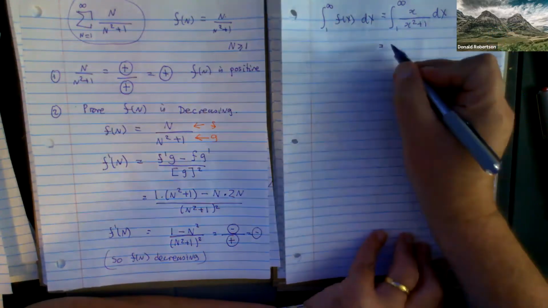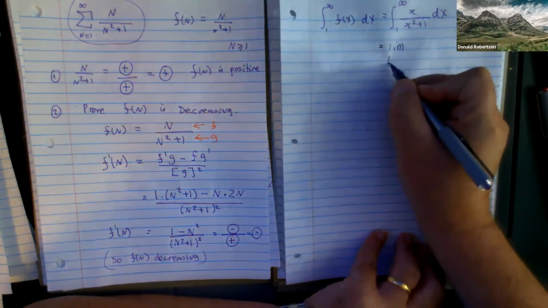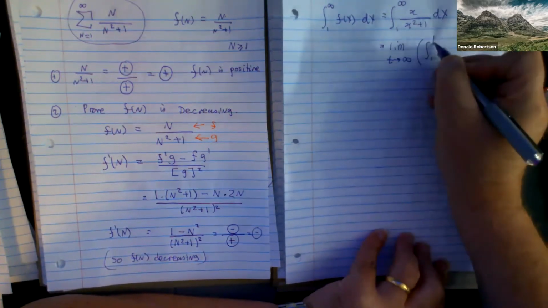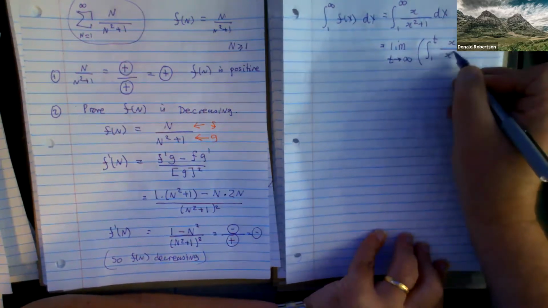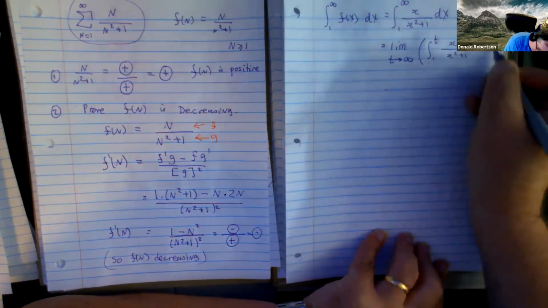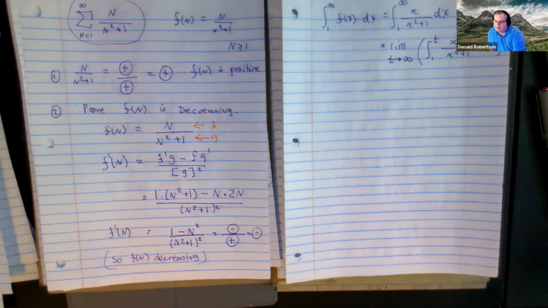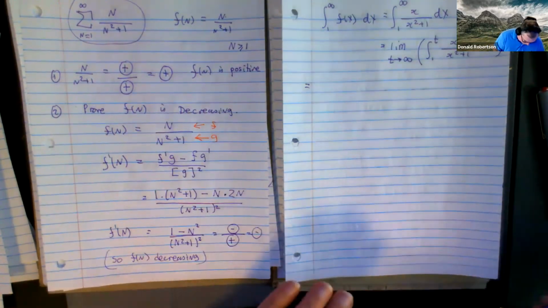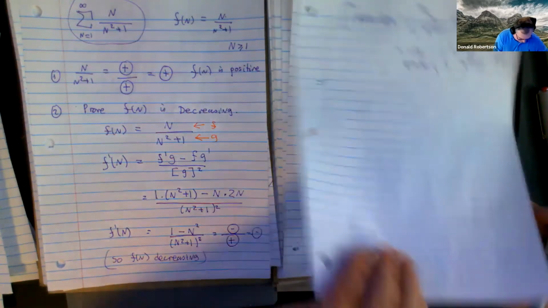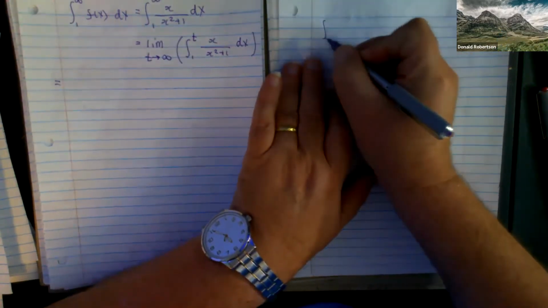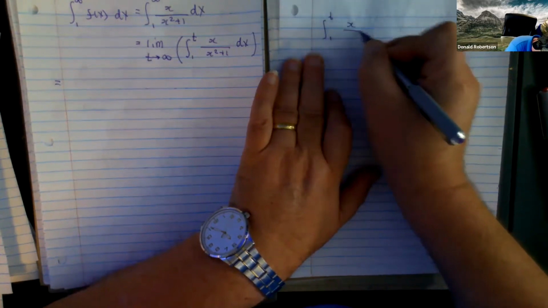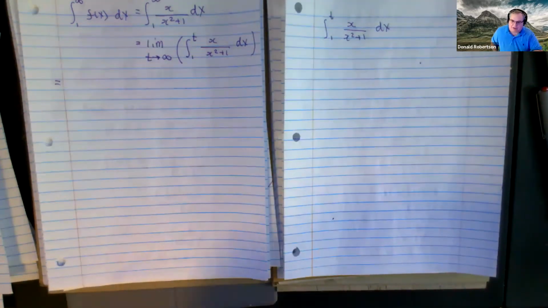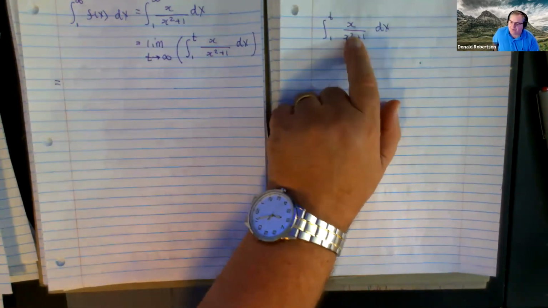Okay, here goes. You do the limit as t tends to infinity of the integral from 1 to t. Does that ring some bells? Do you remember doing that? Okay, now put it over here because I need lots of room. But I've changed my mind. I'm going to do it over here. Don't worry about the t right now. Just focus on integrating that.